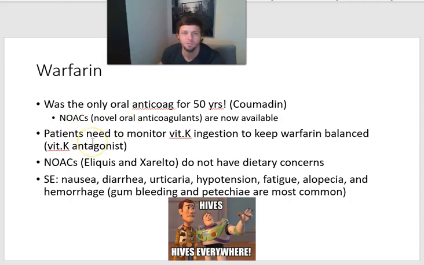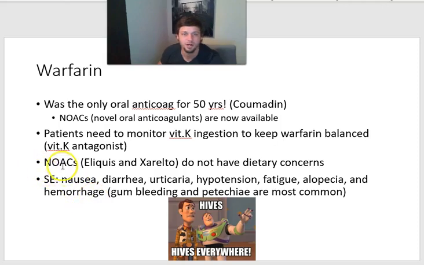If somebody's on warfarin, they need to monitor their vitamin K ingestion. So warfarin is a vitamin K antagonist. It attaches to that enzyme and stops K from working in coagulation. If you eat foods that are high in vitamin K, it can cause warfarin to not work as fully as it should, and so you can get coagulations. If you don't eat enough foods that are high in vitamin K, then warfarin will work too well, and you start getting hemorrhaging.